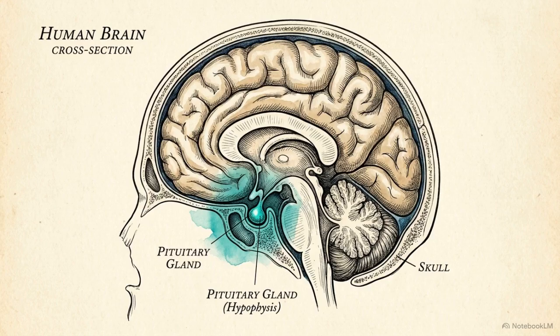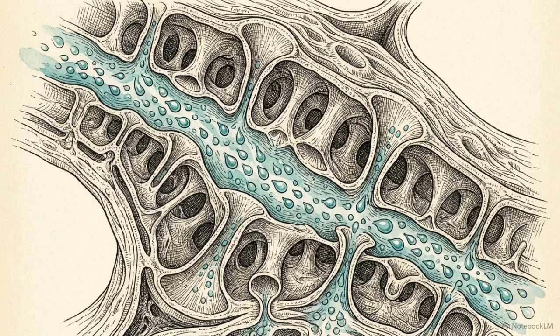Simultaneously, if blood plasma becomes too concentrated with solutes, the posterior pituitary gland deploys antidiuretic hormone, or ADH. ADH acts directly on the collecting duct, inserting aquaporin-2 water channels that allow the kidney to execute emergency water retention.